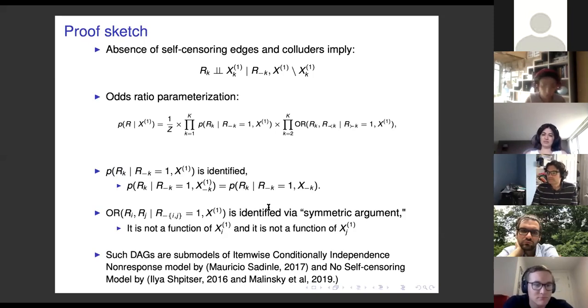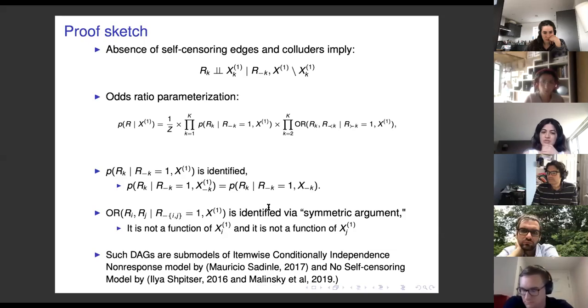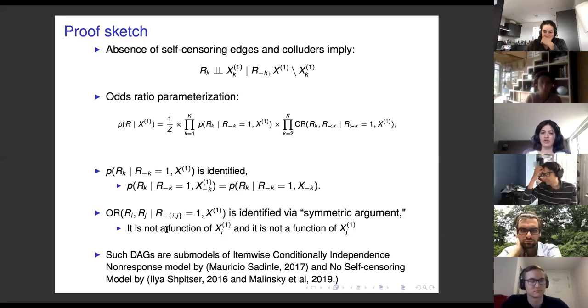The more subtle parts are really these odds ratio terms. But in order to argue for that, again, we use a symmetric argument by showing that these odds ratio terms of Ri and Rj given the rest of the graph are not a function of the corresponding counterfactual parents, which are Xi1 and Xj1, by running a similar argument to what I just described in that example. And therefore, these odds ratio terms are going to be identified, and that's really it.